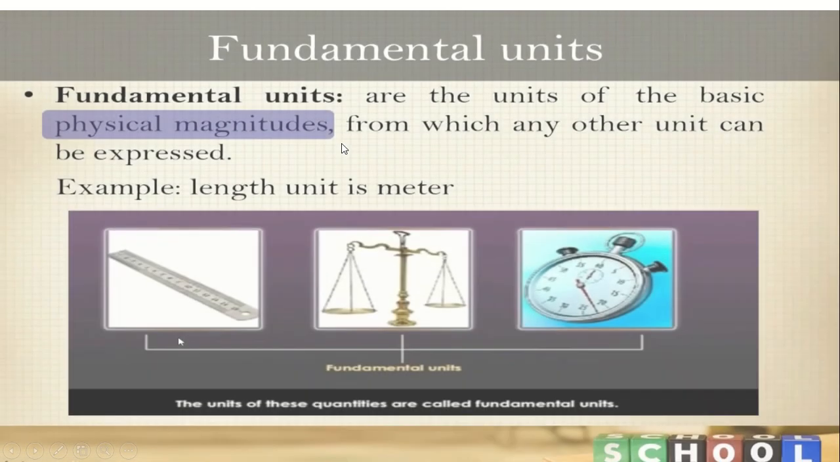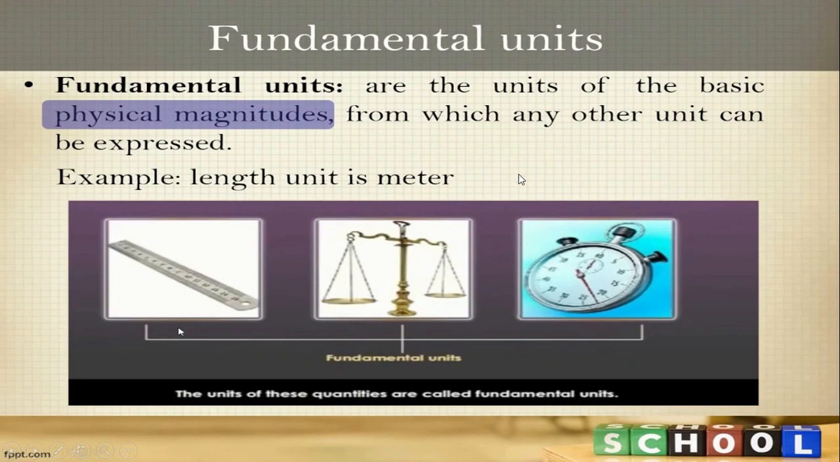Again, I want to summarize fundamental units. So fundamental units are the units of the basic physical magnitudes. Magnitude means value, from which any other unit can be expressed. Unit of length is meter, so it is a fundamental unit, and by using this unit we can measure other quantity. Okay, and other unit can be formed by using this fundamental unit.